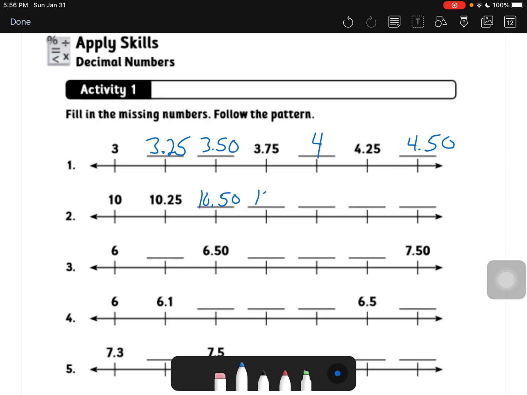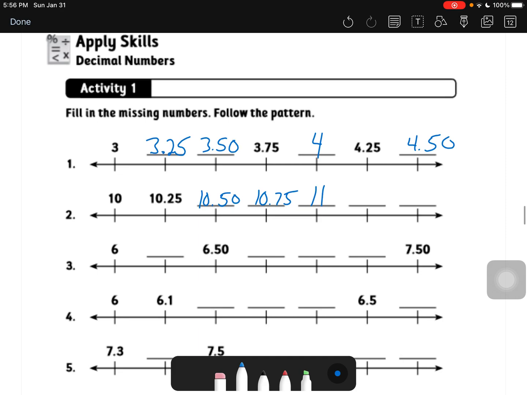$10.50. If I add another quarter, $10.75. Add another quarter is 11, $11.25, and $11.50. Okay.